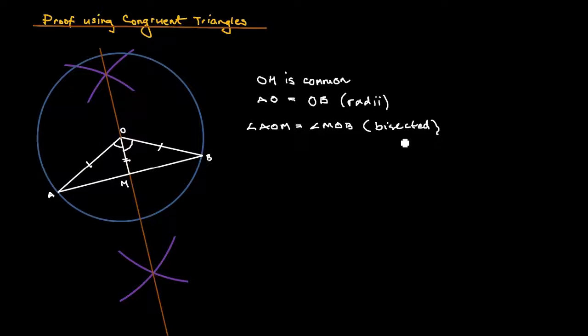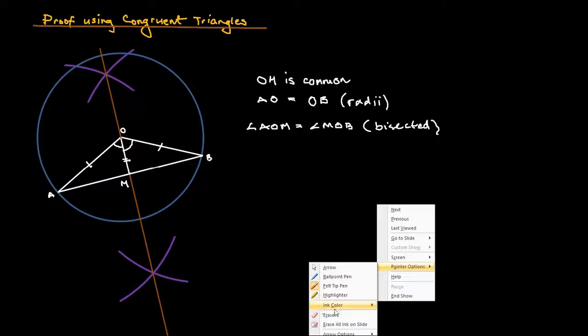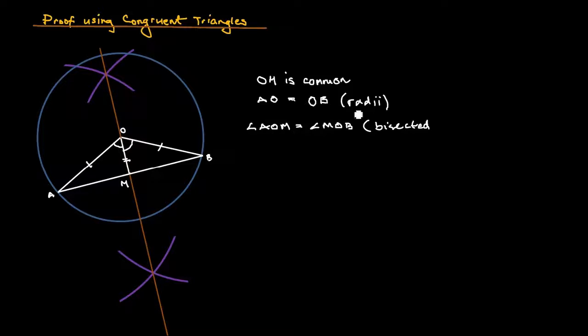Bisected angles, so that angle bisected, which means cut exactly in half. Let's just make that a bit clearer. So, there we go. Therefore, we can say we've got side angle side congruence, and we usually just notate that SAS, and all it means is that the angle is between the two sides, and SAS congruence means we have congruent triangles.